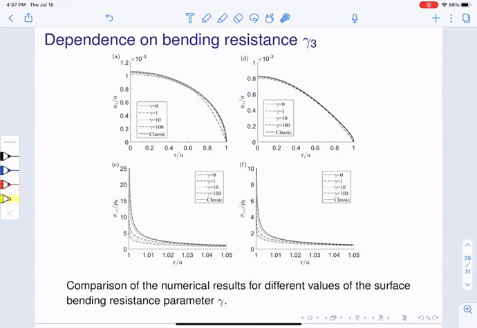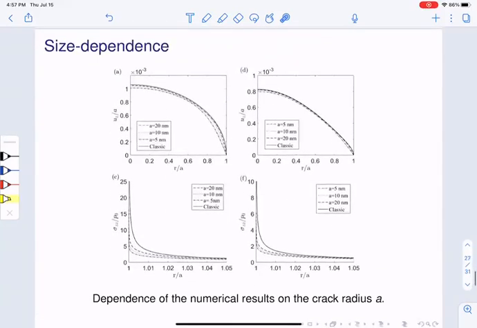In particular, here we have graphs for various gamma free. Gamma free is essentially given by these values. And you can see that as your gamma free, which is the resistance, increases, your stresses near the crack tip decrease. So the material becomes stronger. And these are some graphs for size dependence. Here we have various radii of a crack, 5, 10, and 20 nanometers. Again, you can see the size dependence. Depending on what a is, you get different stresses and different displacements. So that is a very interesting outcome of this modeling theory.